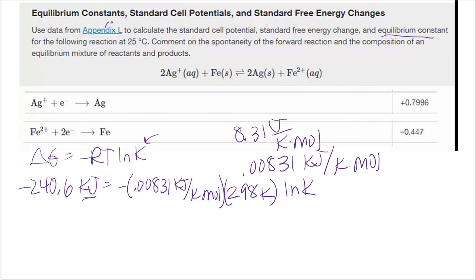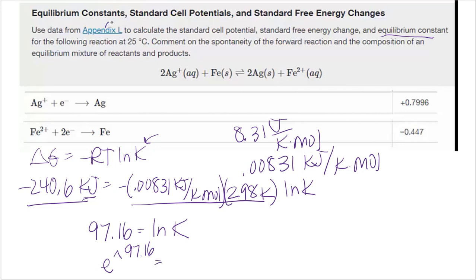So I'm going to do a little simplifying here. I'm going to simplify these and divide both sides by that answer. So negative 240.6 divided by what I get when I multiply the right side together. I should get 97.16 is equal to the natural log of K. And then remember the opposite of natural log is Euler's number. So we're going to do e raised to the 97.16 to get K.